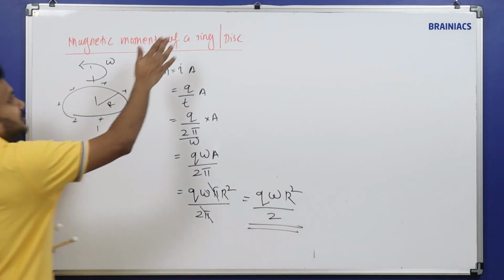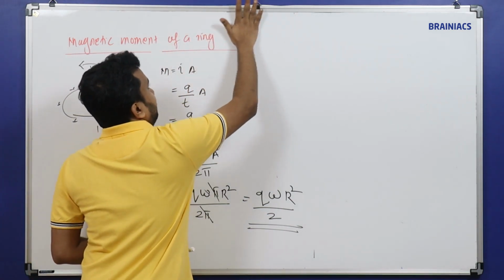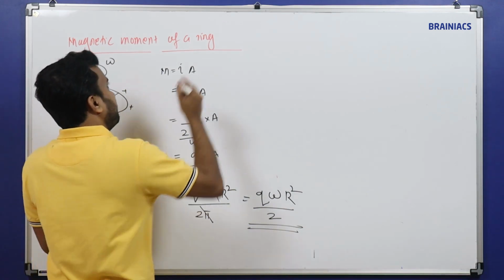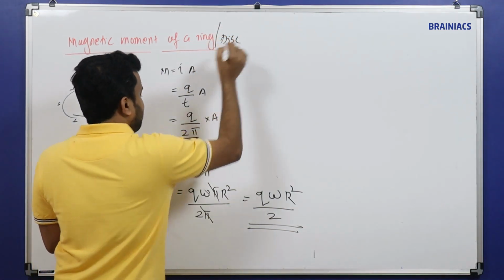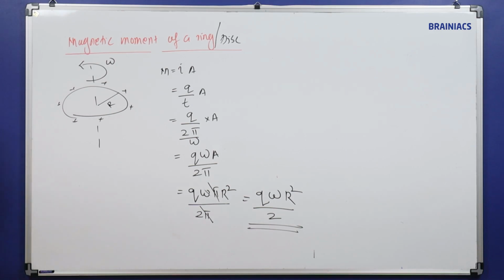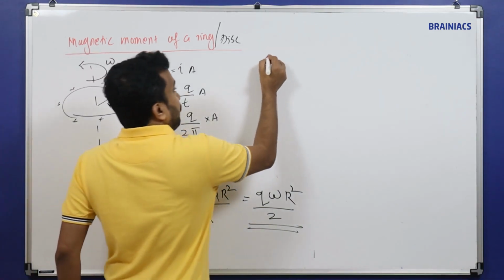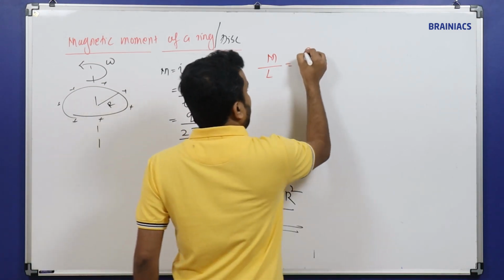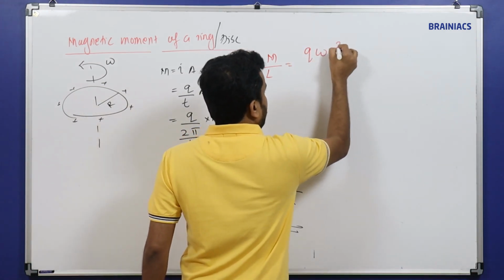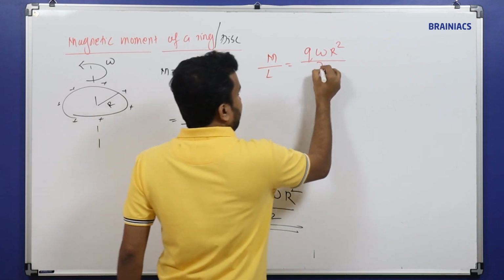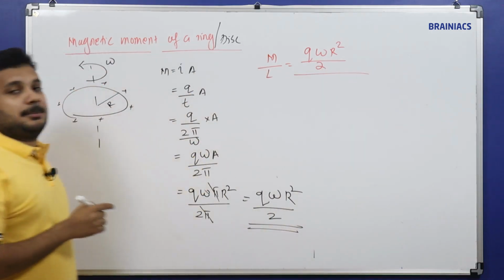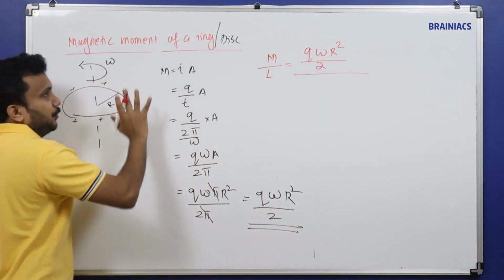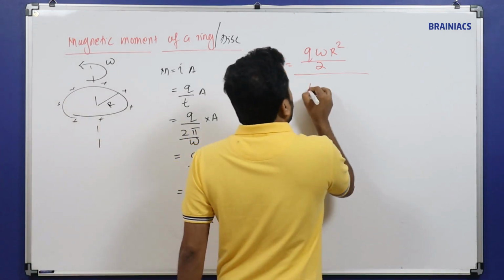Let me consider it's a ring. Ring or disc, that will be fine: M is Q omega R square by 2. Next, I'm interested in the magnetic moment M divided by the angular momentum L. So M will be Q into omega R square divided by 2. L is not for a particle; this is a continuous body.